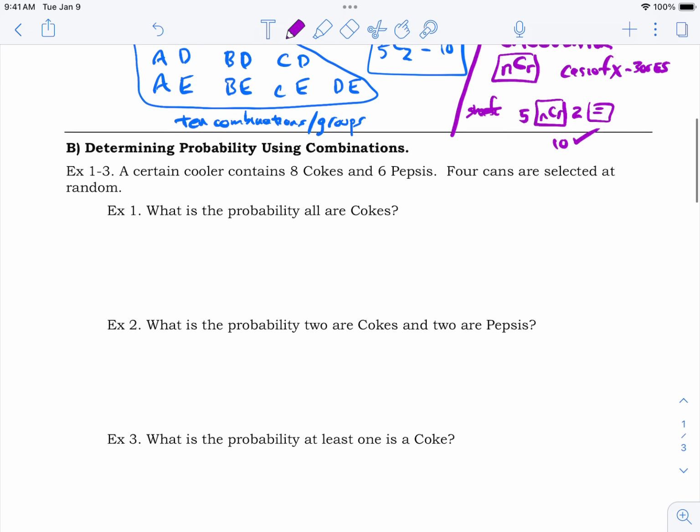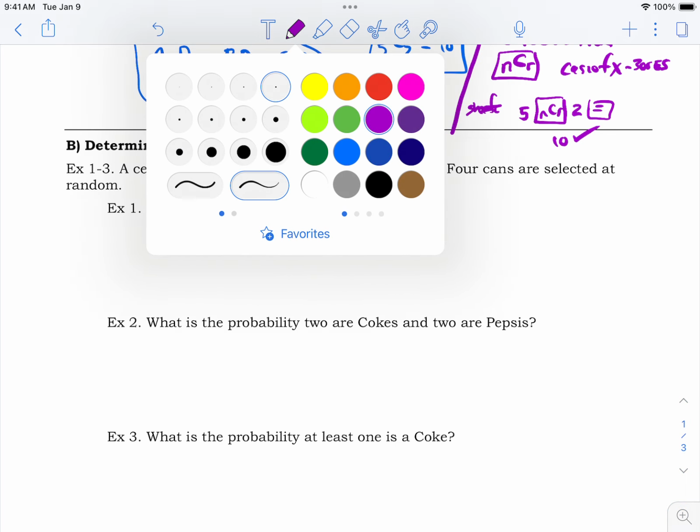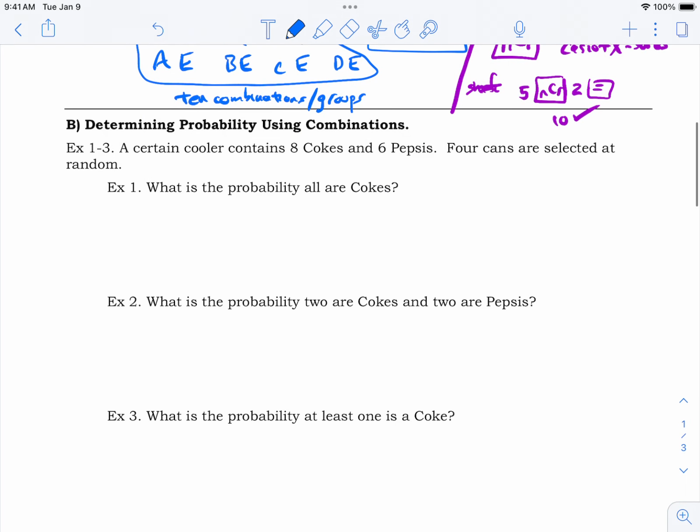I got 10 examples for you. This will show you why you're learning this combination stuff, and it turns out it can be an amazing shortcut sometimes. So a certain cooler has 8 Cokes and 6 Pepsis. Okay, cool. We're going to grab 4 cans at random. Question is, what's the probability all are Cokes?